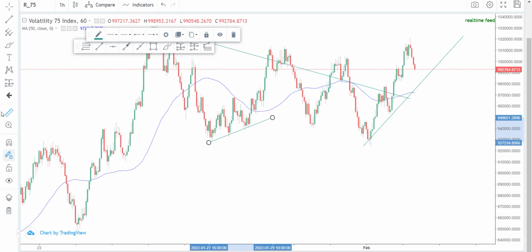So we measure again our impulse from here up to this place. Then you can see we have 32.8. Now 32.8 becomes our impulse. From that 32.8 level, let's calculate our correction.